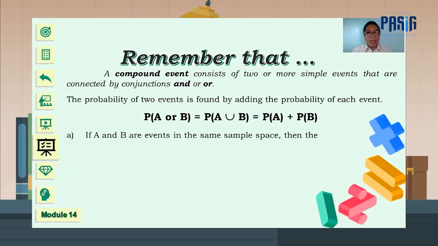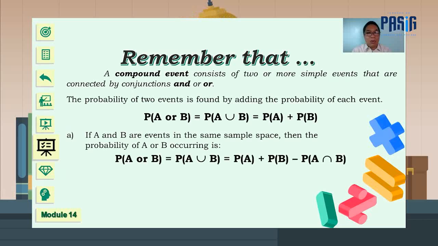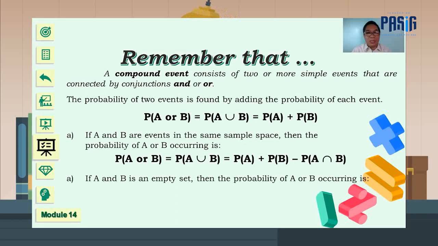If A and B are events in the same sample space, then the probability of A or B equals the probability of A union B, which equals the probability of A plus the probability of B minus the probability of A intersection B. If A and B are mutually exclusive, meaning the intersection is an empty set, then the probability of A or B equals the probability of A union B, which equals the probability of A plus the probability of B.